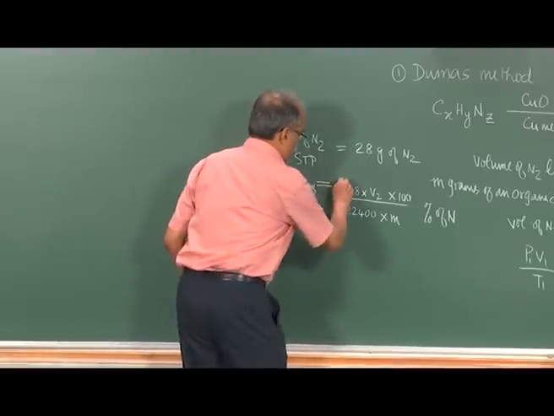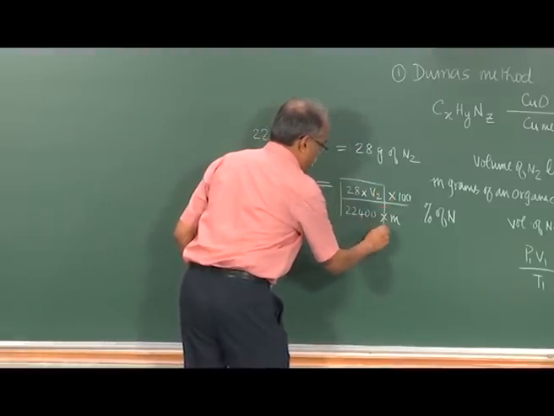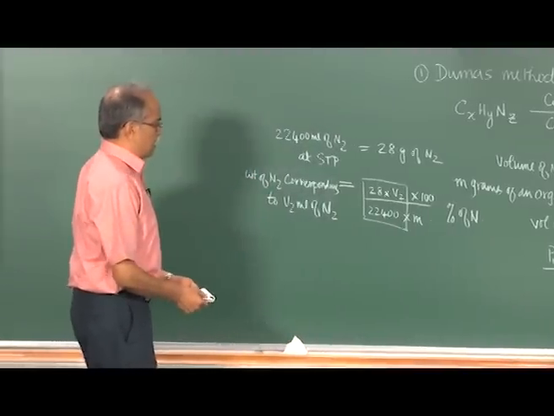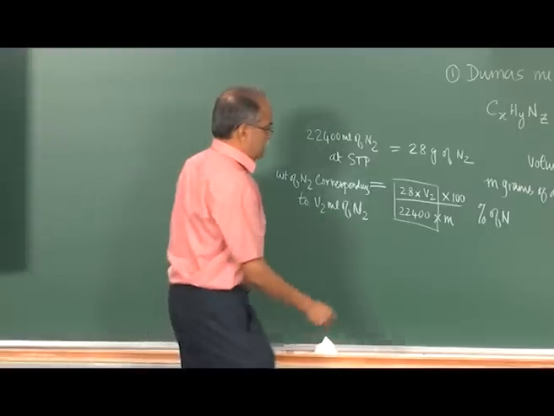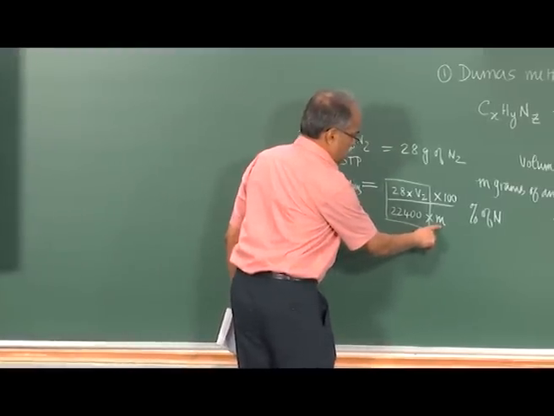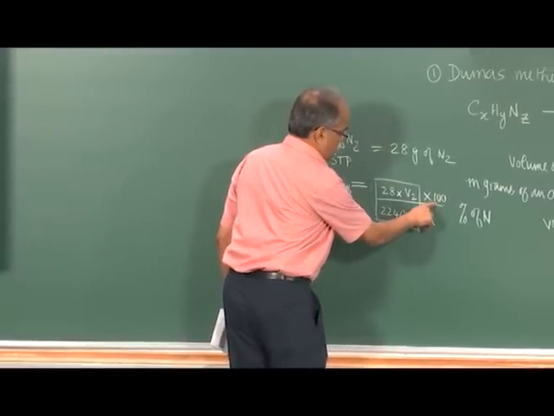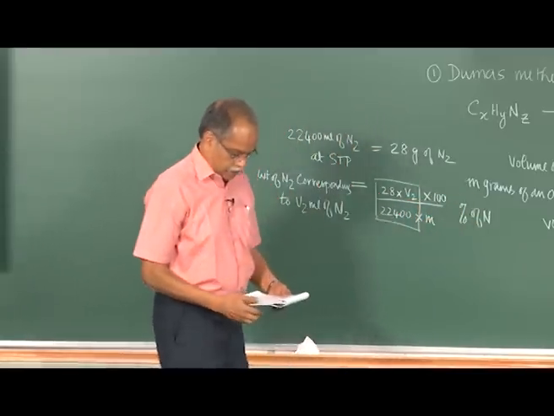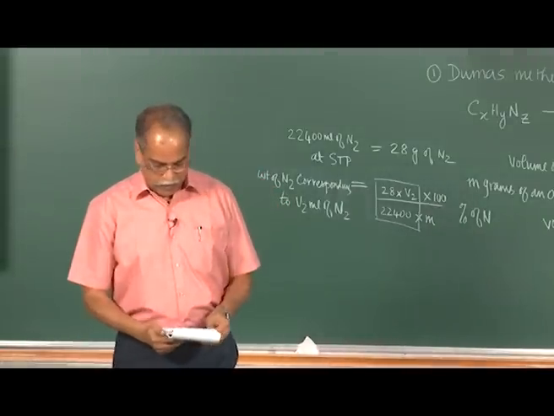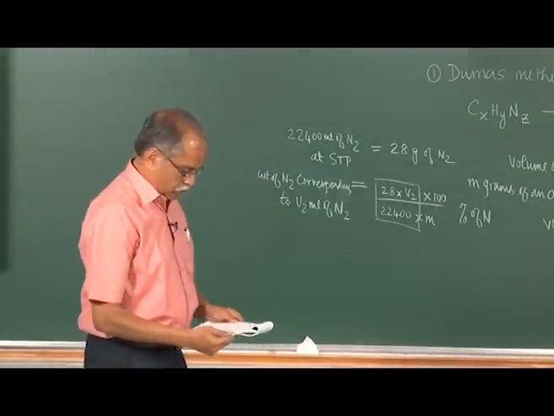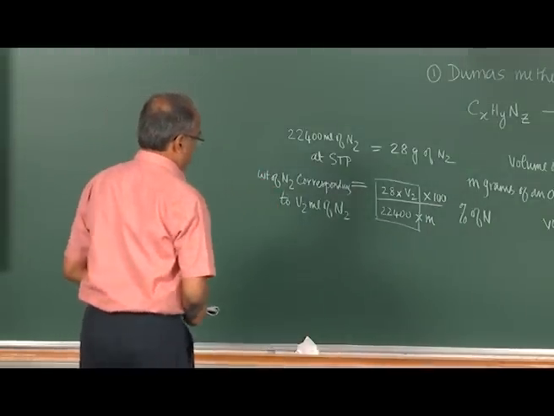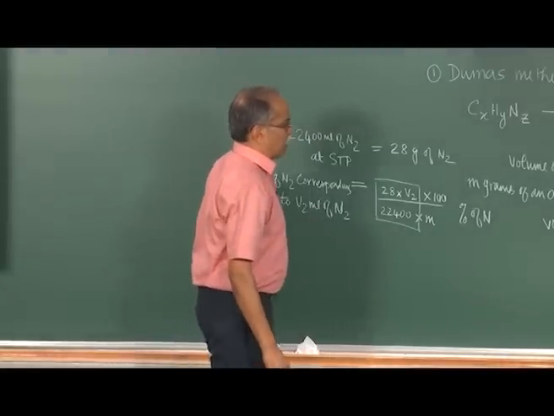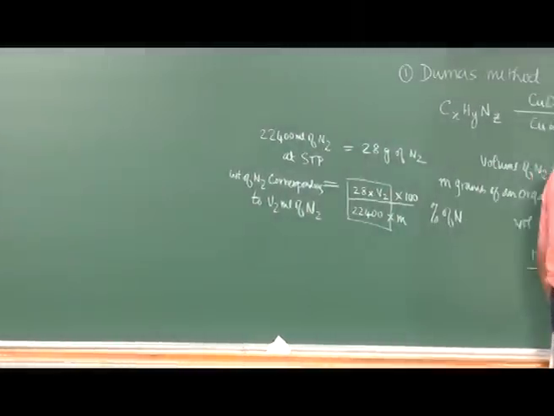So, this will give the weight of nitrogen that is being collected in the nitrometer, that is coming from m grams of the substance. So, for 100 grams of substance, what will be the weight of nitrogen? Essentially this particular expression will give you the percentage weight of the nitrogen present in the organic substance. Let us illustrate this with an example.